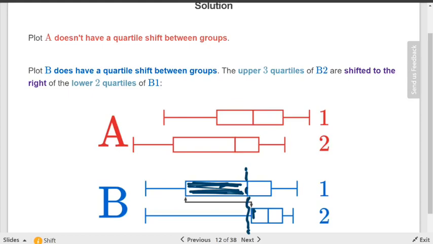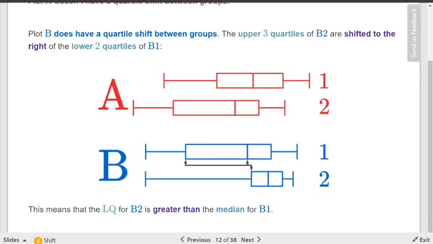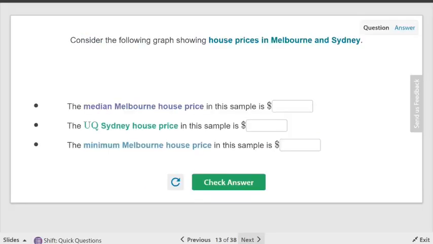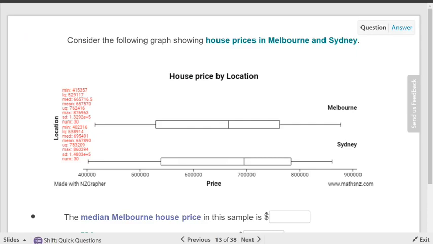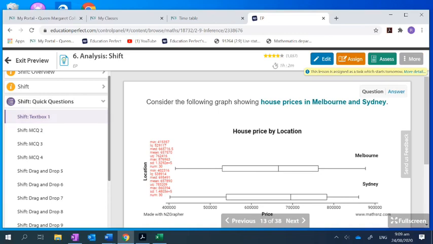Again, you're going to practice this in an exercise. And actually, there's where your exercises begin. So again, we're just talking about the quartile shift here, what it means, and how to identify that there is one. And then next time we meet, we're going to be talking about the analysis.